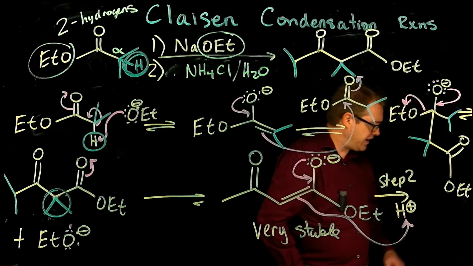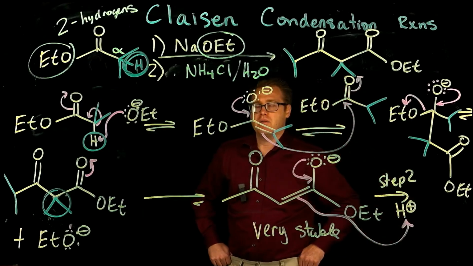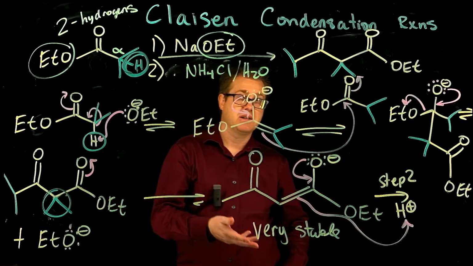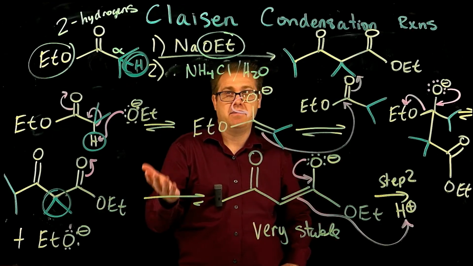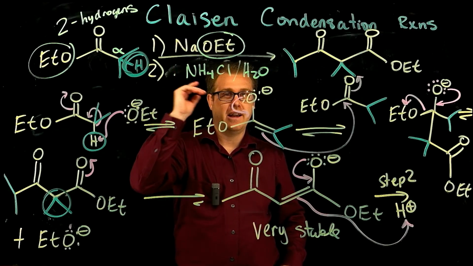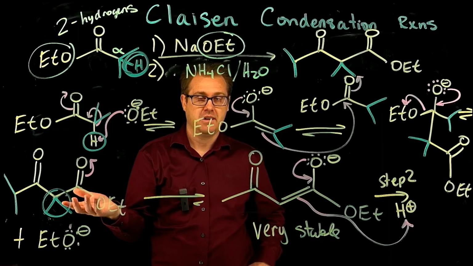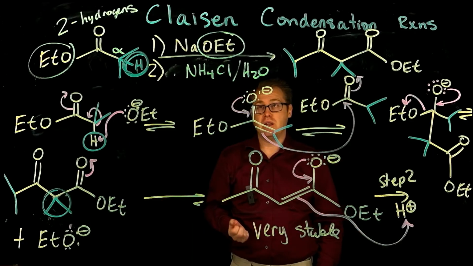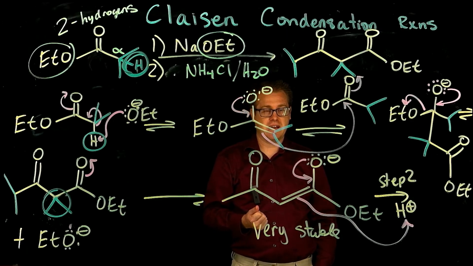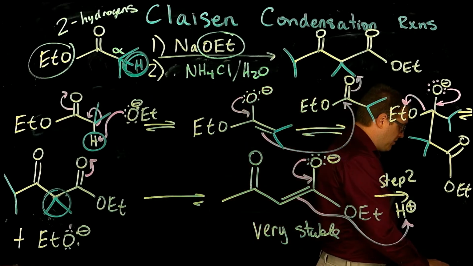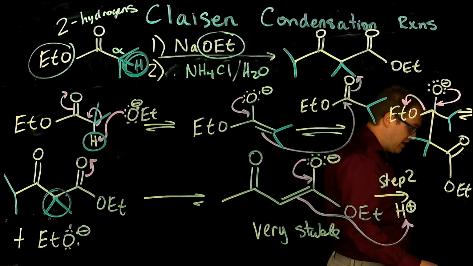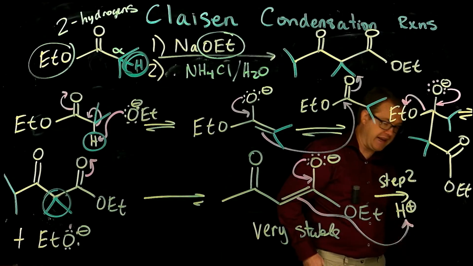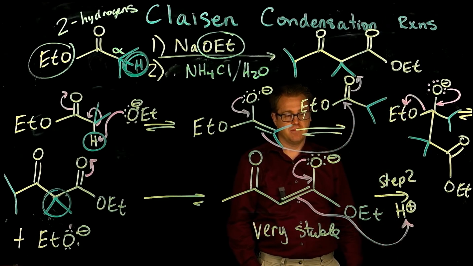So in the next video, we will talk about, just like when we looked at aldol reactions, we had crossed aldol reactions. Well, we can have the same thing with Claisen condensations. We can have crossed Claisen. And then we can also have intramolecular Claisen condensation reactions. And when you have an intramolecular Claisen condensation reaction, we call that a Dieckmann reaction.